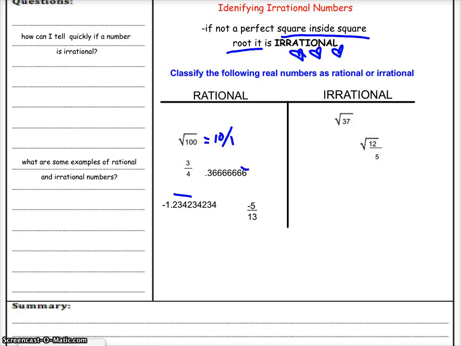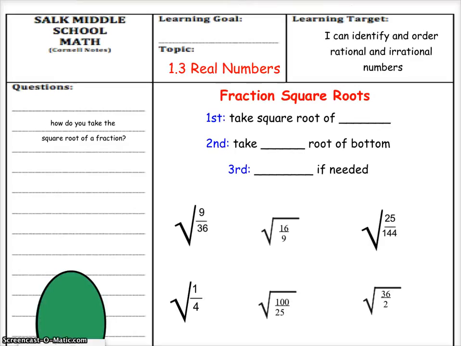Okay, the last learning target of the day for part A of 1.3 is dealing with fraction square roots. I love fraction square roots because they look super fancy, but they're kind of easy to do. All you have to do is take the square root of the top, take the square root of the bottom, and then simplify. So, for example, and we didn't do this in 7th grade. This is not a 7th grade standard.